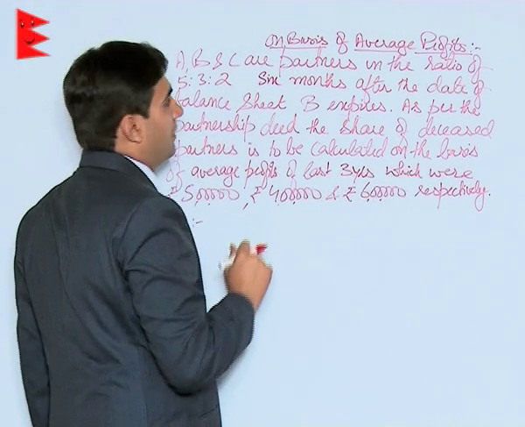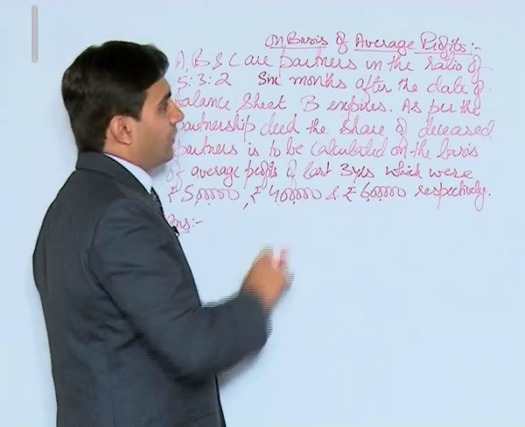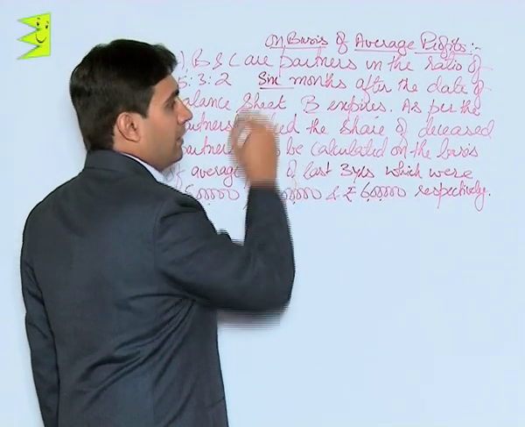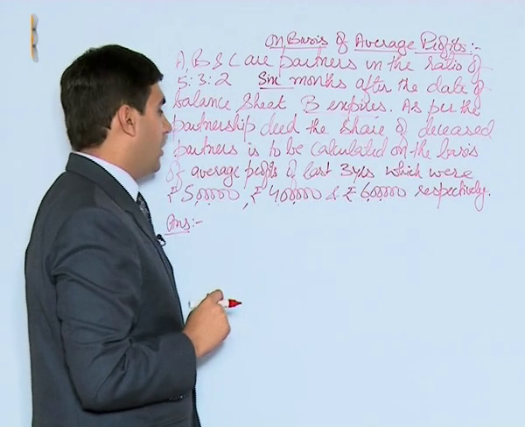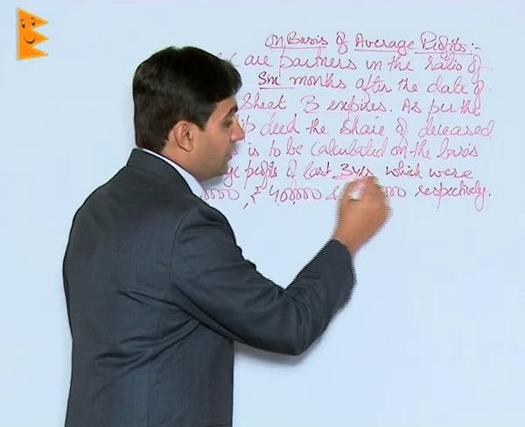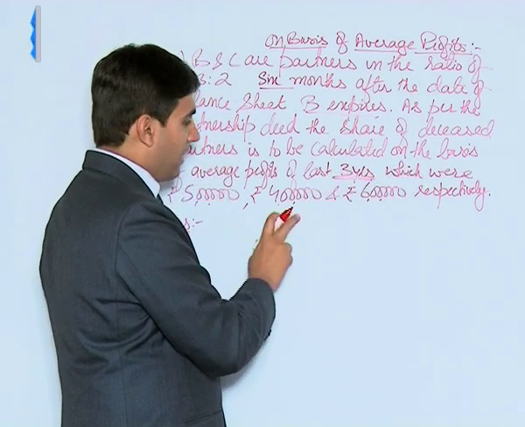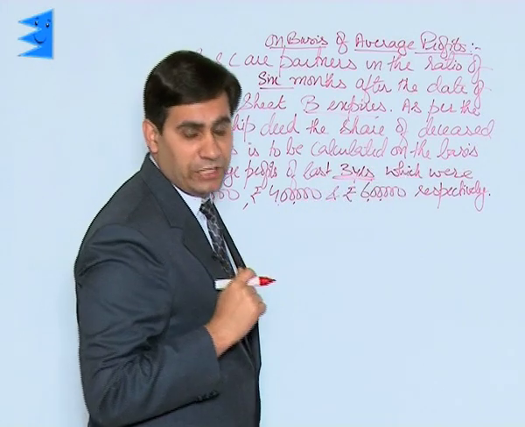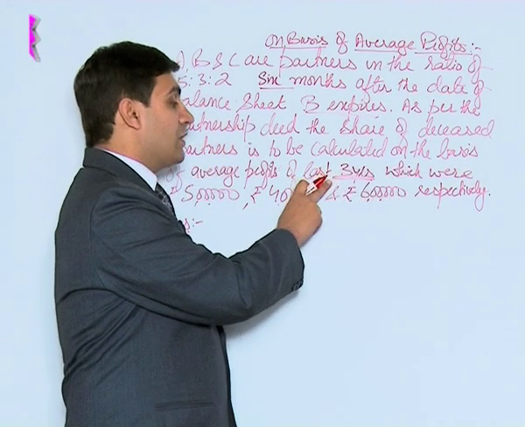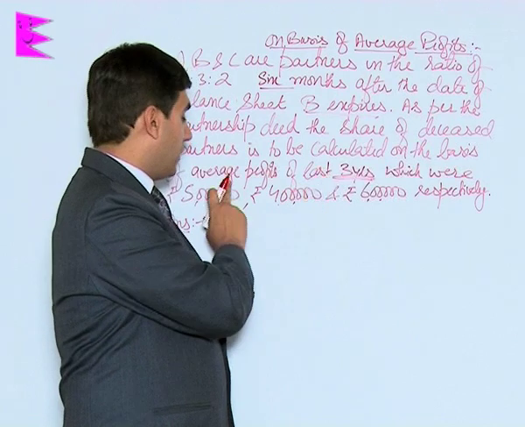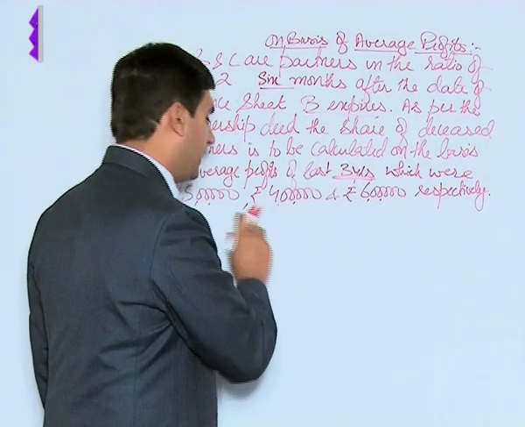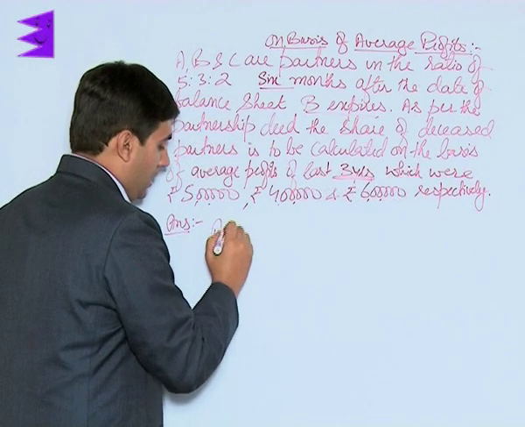A, B, C are partners in the ratio of 5:3:2. 6 months after the date of the balance sheet, B expires. As per the partnership deed, the share of the deceased partner is to be calculated on the basis of average profits of last 3 years, which were 5 lakh, 4 lakh and 6 lakh respectively. So students, in this case, the profits are to be calculated on the basis of average profits of last 3 years. So let us find the average profits first.